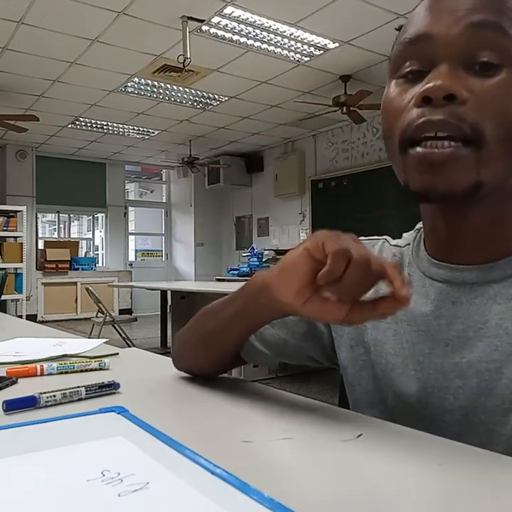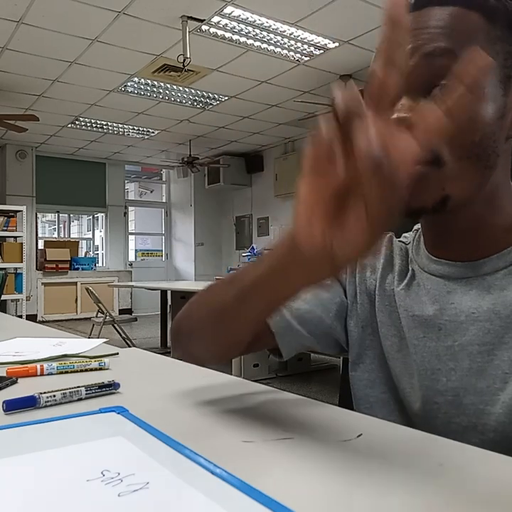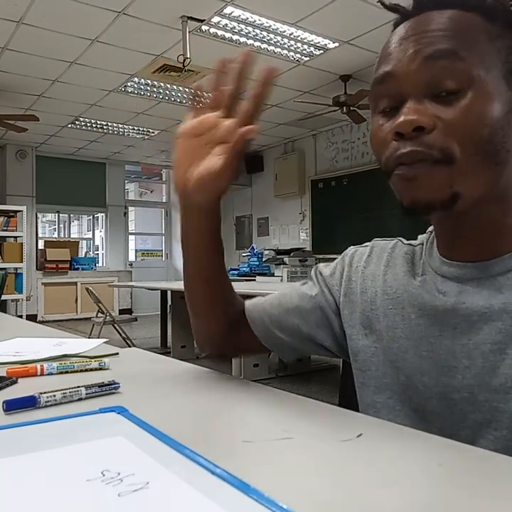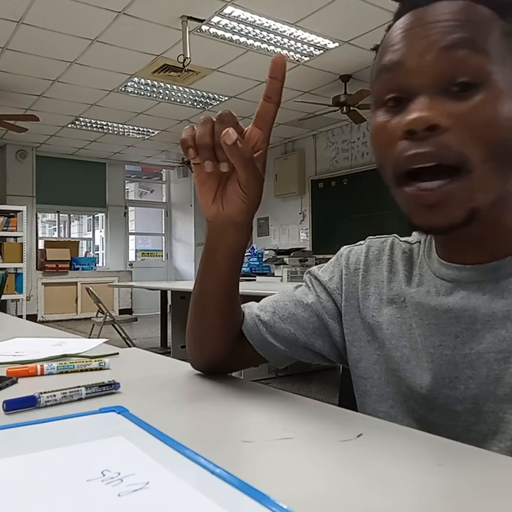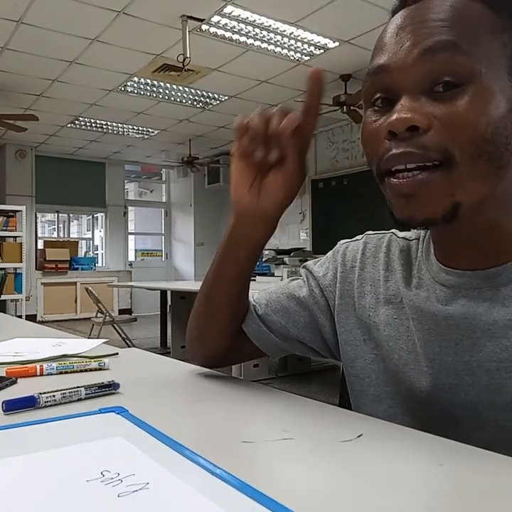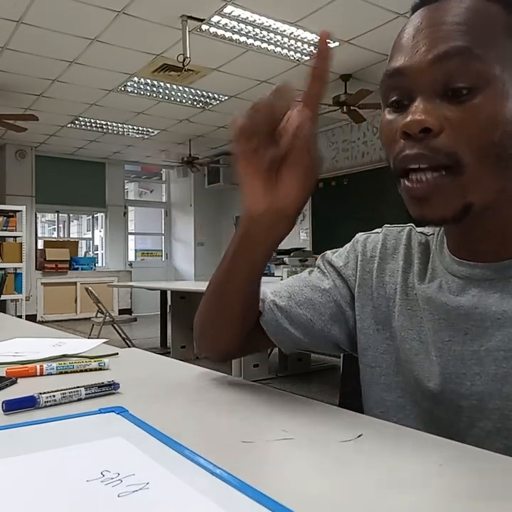You put S at the end when there are two or more. Four eyes, five eyes. But for one, not one eyes. It's one eye. So we always say one eye.